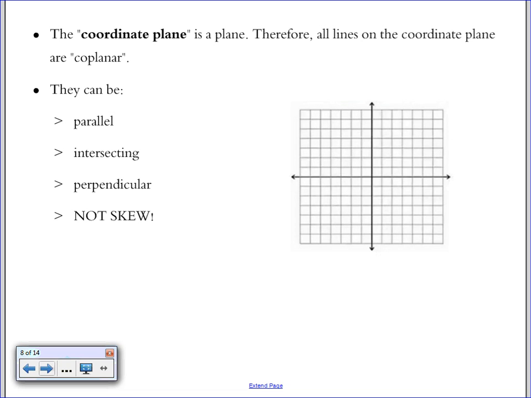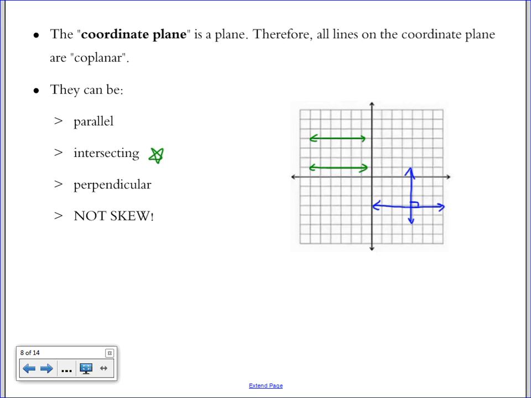Lines that are on the same plane can either be parallel, which would look like two lines like this. This line is parallel to this line. The two green lines that I just drew are parallel. I'm going to skip over this one for a second, because we haven't really talked about that one, but we've talked about perpendicular. Perpendicular lines would be like this one and this one. They form a 90-degree angle when they cross each other.